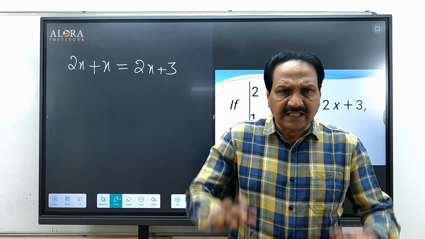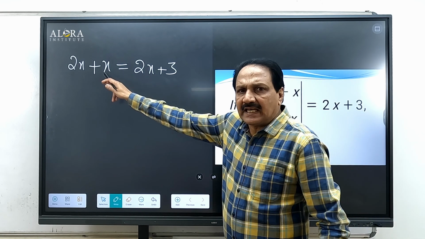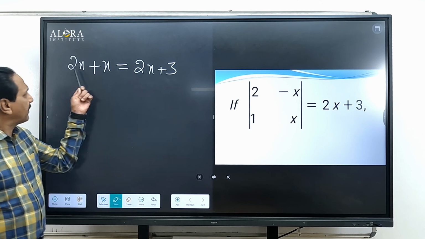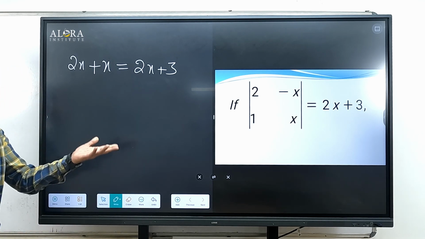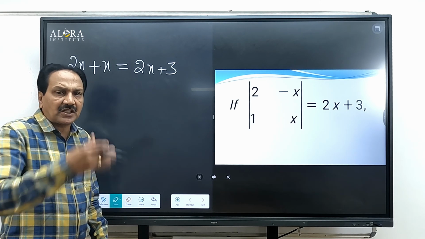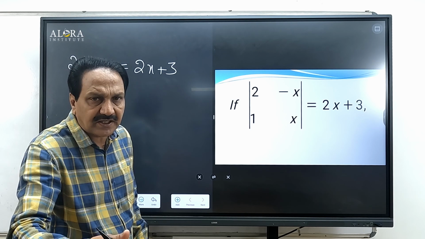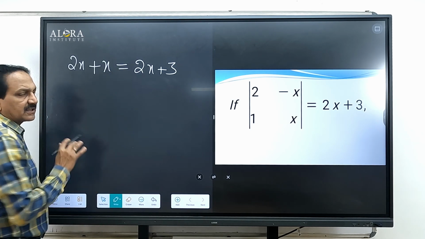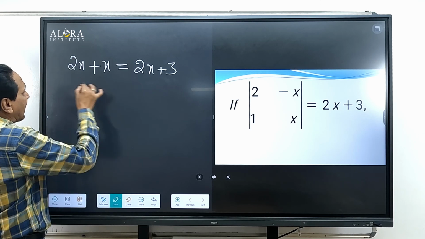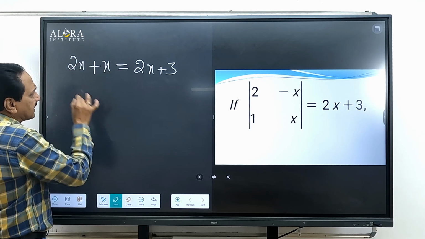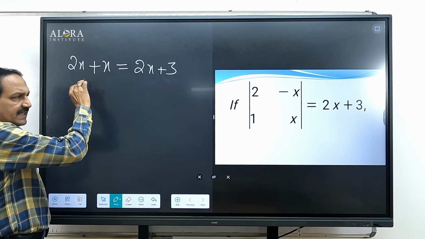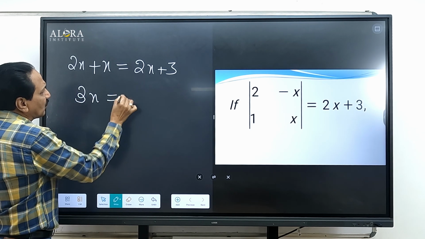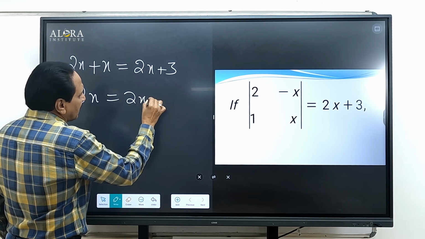Will it be alright? Just like the previous example, expand the LHS, you will get an equation. This is also a linear equation with a single variable x here. Simplify this, you will get the value of x. Simplification of the linear equation, we call it as solve the equation. The solution itself is the answer. Look at this, 2x plus x. Usually what you do here, we'll go for adding these two. 2x plus x, 3x. See here, 2x plus x is 3x. So 3x is equal to 2x plus 3.